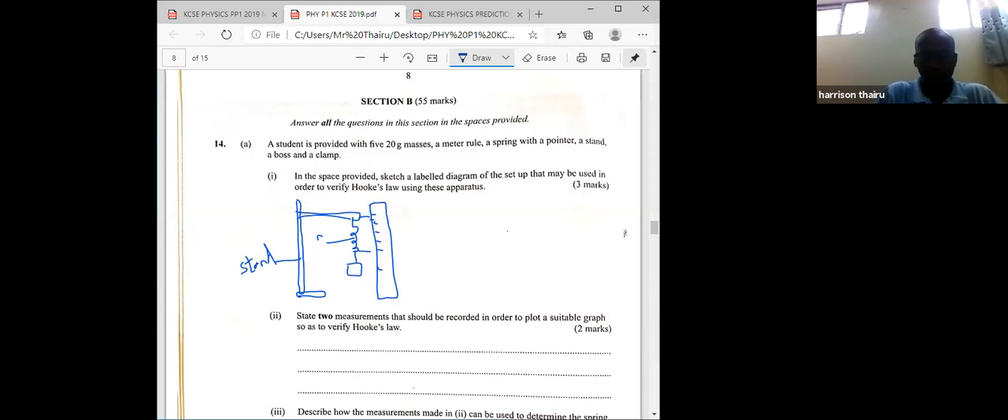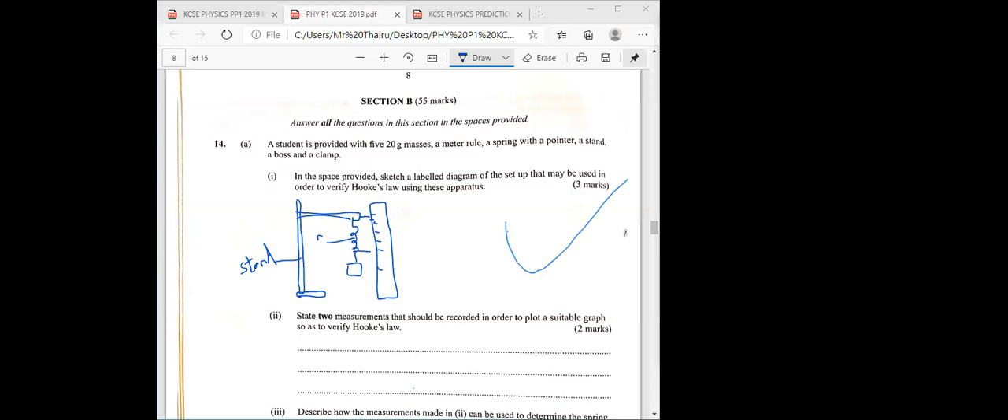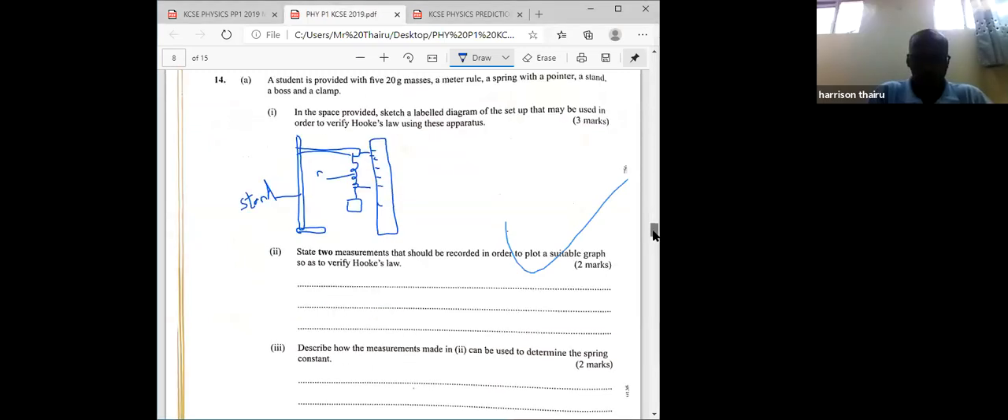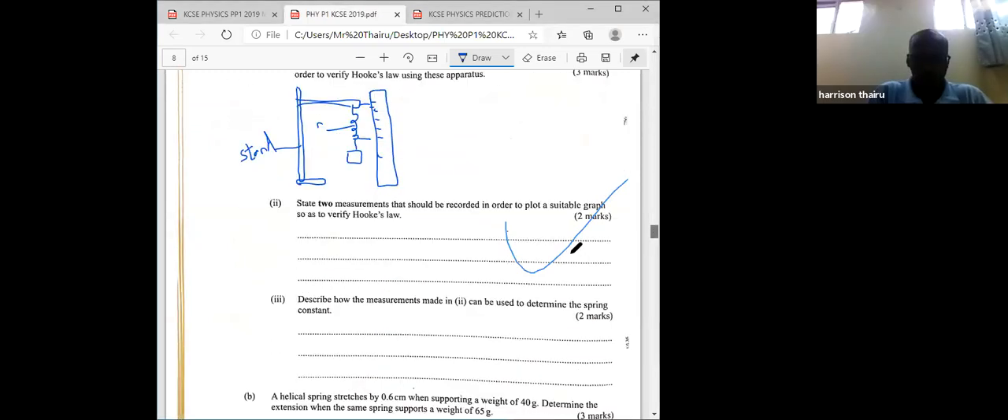Benjamin Mwangi, stop marking. So state 2 measurements that should be recorded in order to plot a suitable graph so as to verify Hooke's law. 2 measurements that should be recorded.